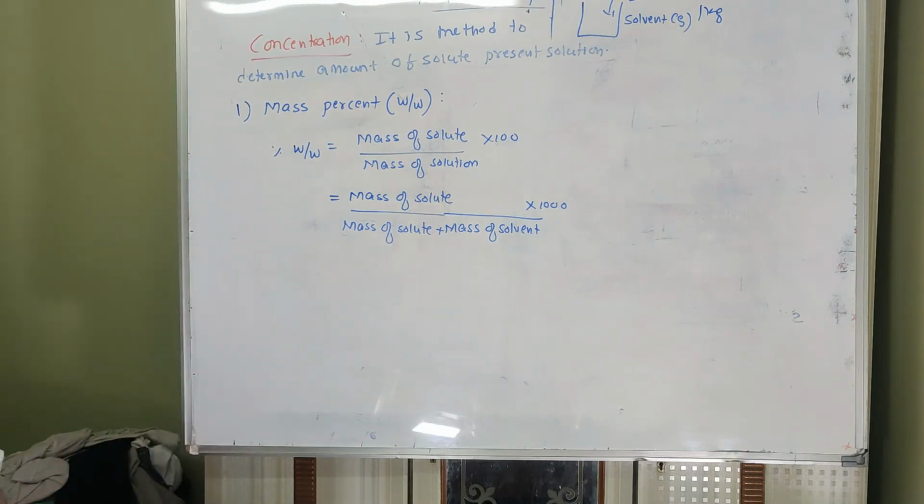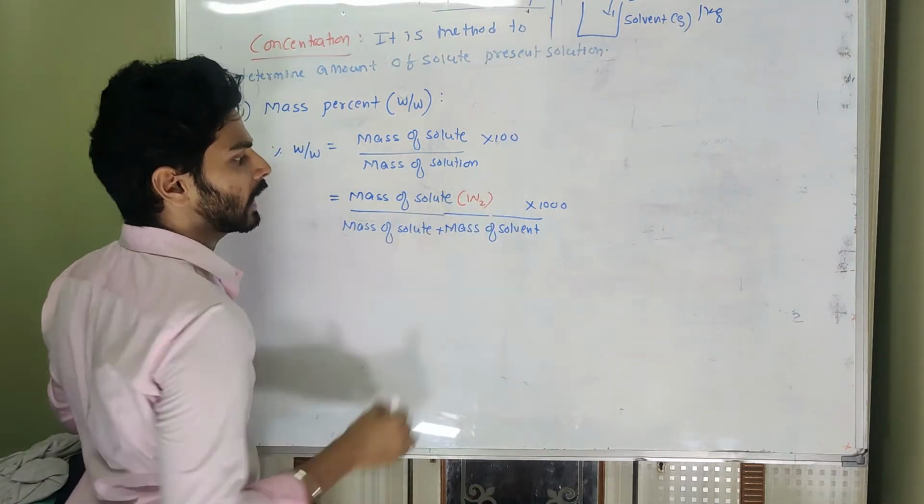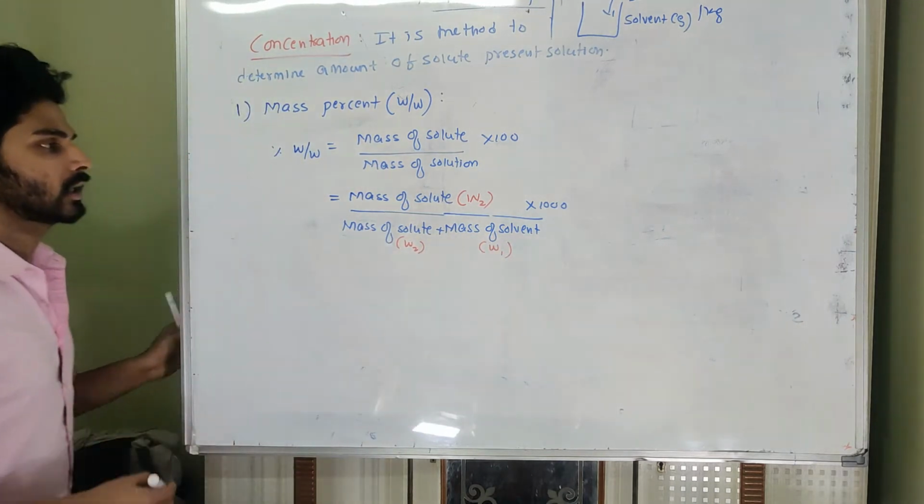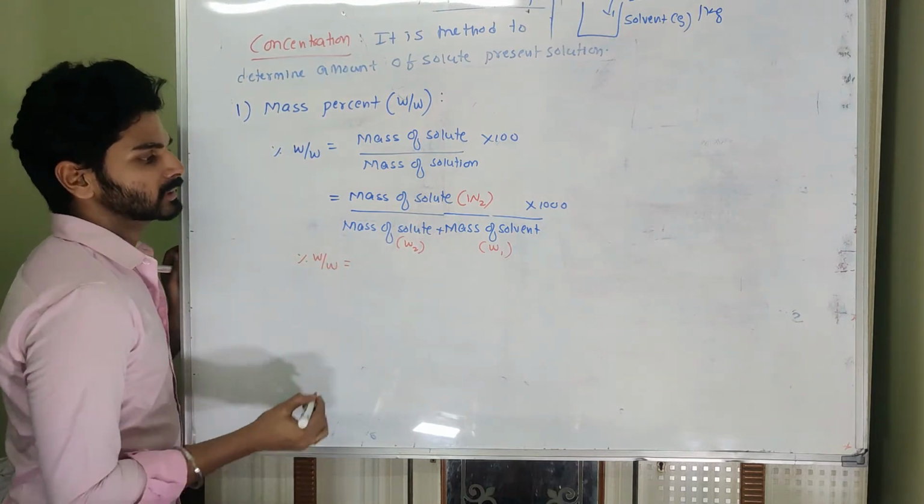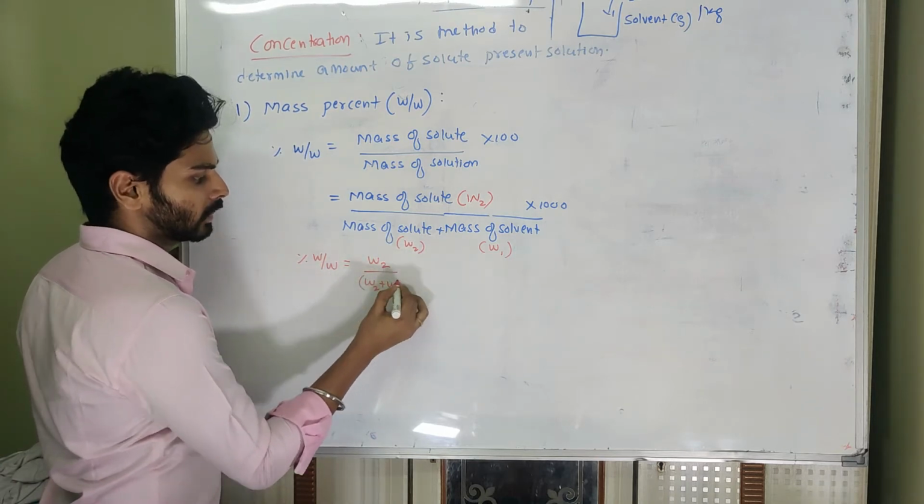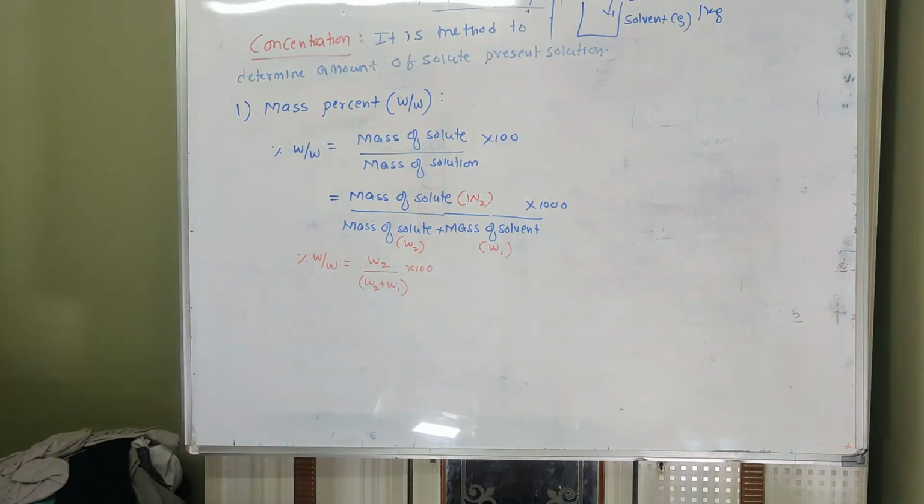So this can be simplified like this. Let me take symbolically the mass of solute as W2 and the mass of solvent as W1. So symbolically we can say mass percentage is equal to W2 upon W2 plus W1 into 100. This is easy to remember. Instead of writing everything, you can write like this. This is the first method to determine concentration of solution when both are given in terms of their masses.